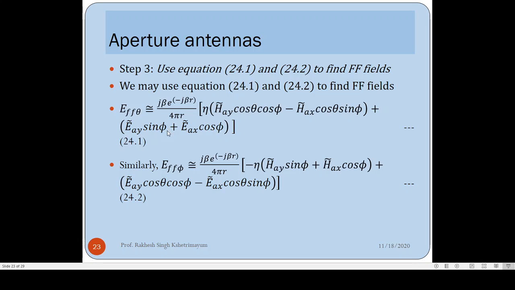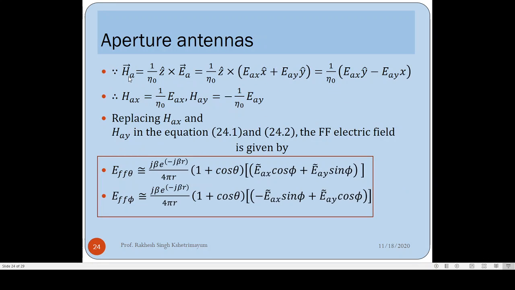This is the relation you have, 24.1 and 24.2. Here you have the 2D Fourier transform of the magnetic field as well as the electric field. So I want to simplify this for our particular case, where we have a relation in the far field of the antenna: the magnetic field Ha is equal to 1 by eta naught, z cross Ea.